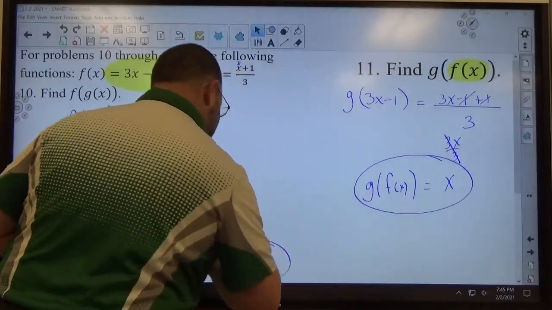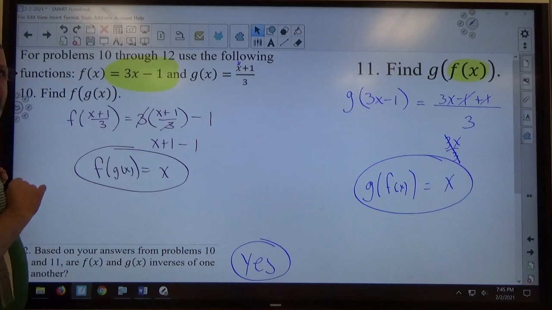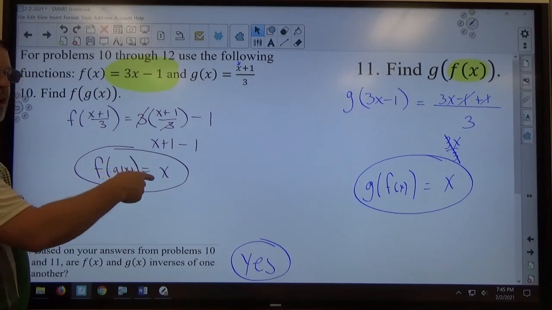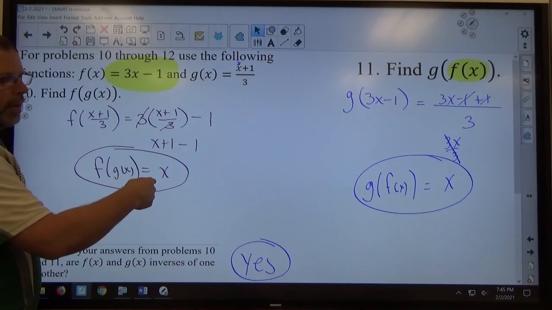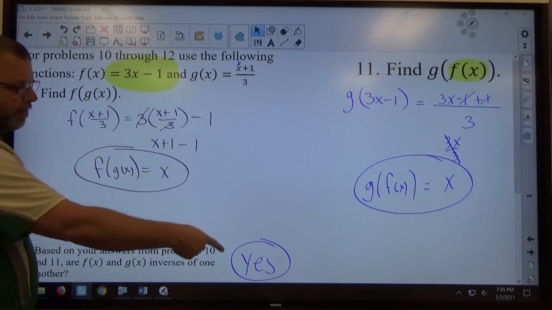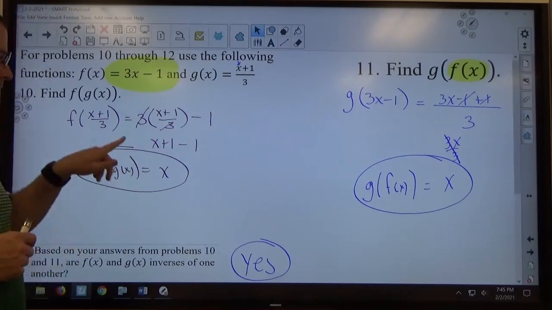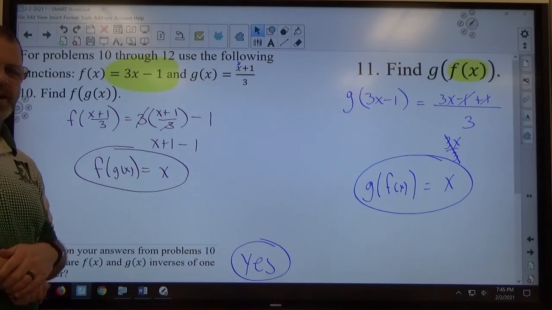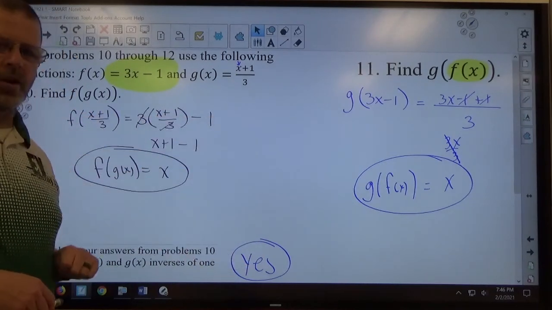If either this one or that one came out to anything but x, you'd say no to that. So if this was x plus 5 and that was x, say no. If this is 3x plus 17 and that's 7x minus 5, say no. If they both say x plus 7, say no. Because again, they have to be x exactly or else they're not inverse functions. So x, yes. Anything else, no for number 12.